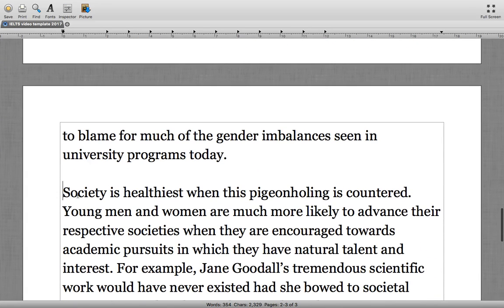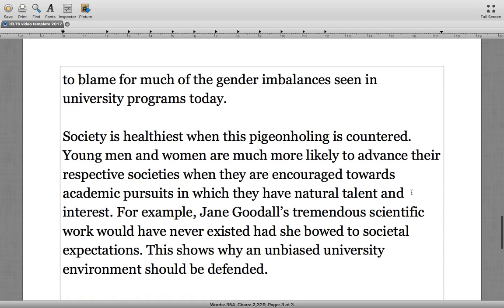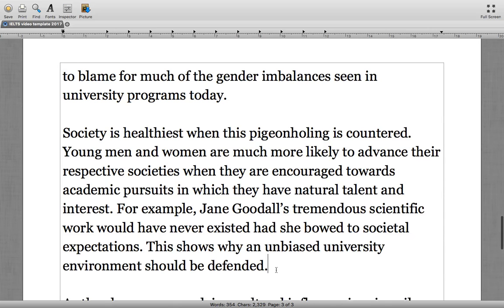Now, society is healthiest when this pigeonholing, again, we're linking not just back to the previous sentence, but to the previous paragraph, so we're seeing cohesion on the paragraph level now, is countered. Young men and women are much more likely to advance their respective societies when they are encouraged towards academic pursuits in which they have natural talent and interest. Okay, so for example, Jane Goodall's tremendous scientific work would have never existed had she bowed to societal expectations. This shows why an unbiased university environment should be defended. Okay.